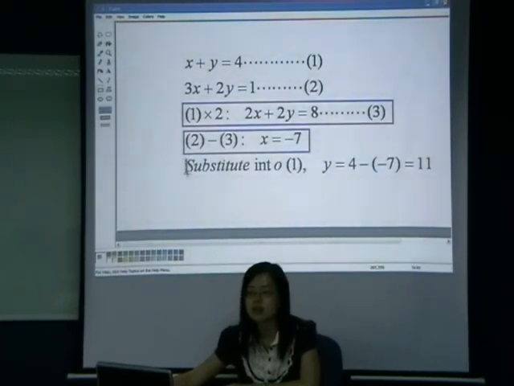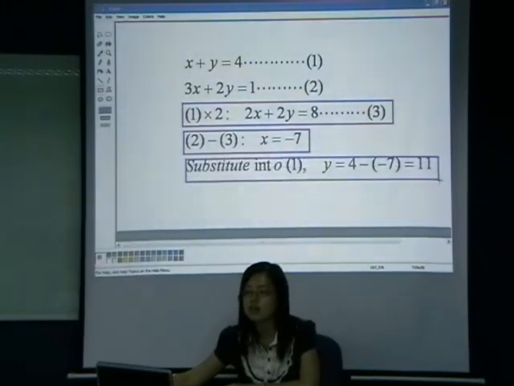Finally, substitute into equation 1 and find the value of y, which is y equals 4 minus negative 7, which equals 11.